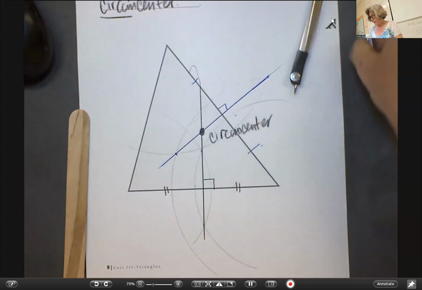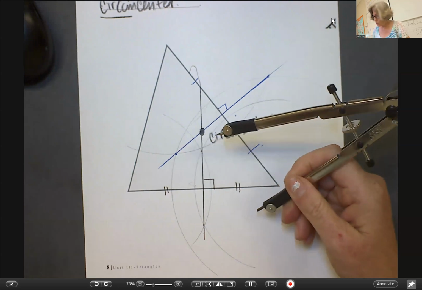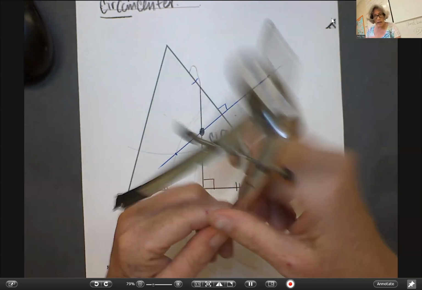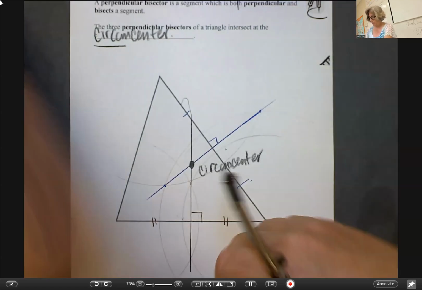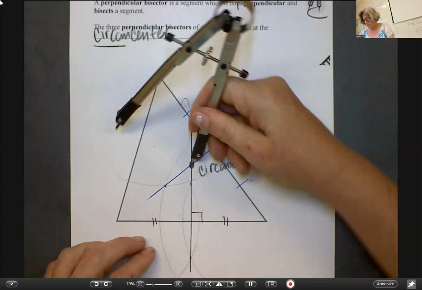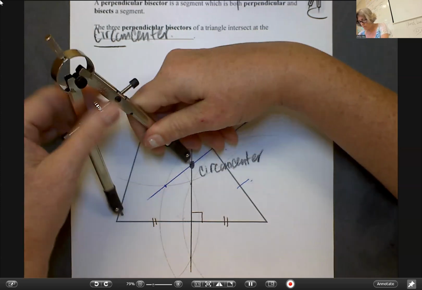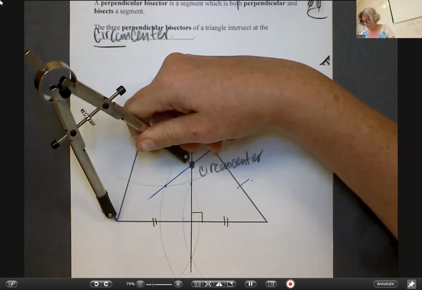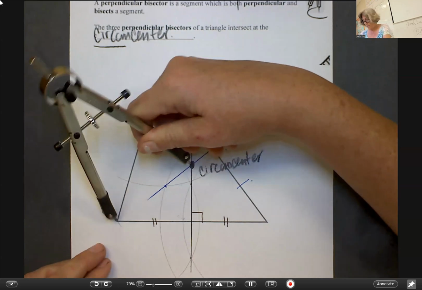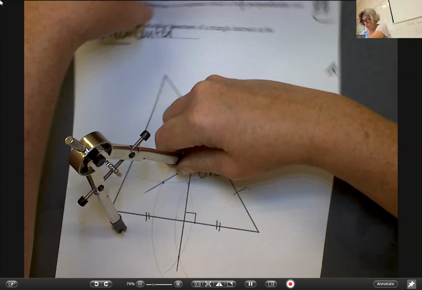Circumcenter. And to test this, this is really fun. I want you to do this. And again, it might be easier to twirl the paper. So I'm going to unhitch this here. You plant your pivot on the circumcenter and then the drawing point on any point of the triangle. Try to get it right on. And then hold your pivot and twirl your paper.